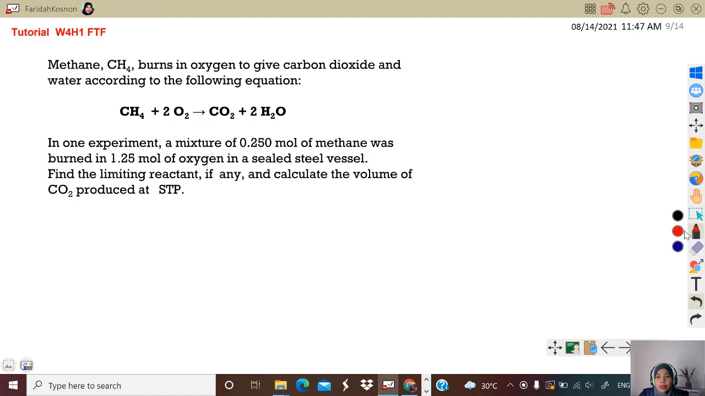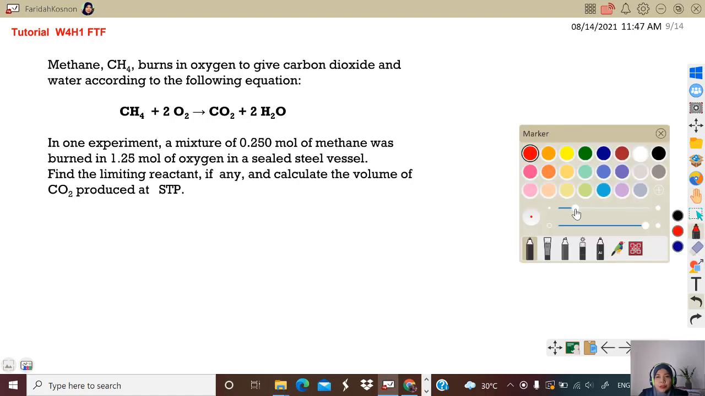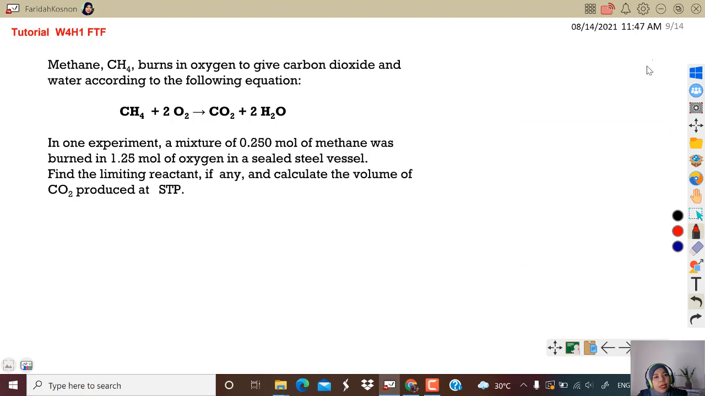Okay, so now, after you have read the question, you have to analyze the question, whether a balanced chemical equation is given or not. Now we have the balanced chemical equation, and what are the informations given in the question? You have the initial mole or available mole for each reactant. So this is the mole of methane, and this is the mole available for oxygen gas, which is reacted with methane. Okay, kita ada mole setiap reactant di sini.